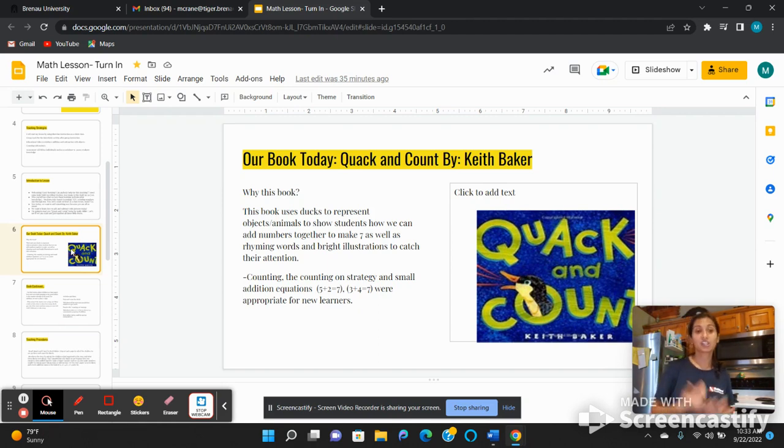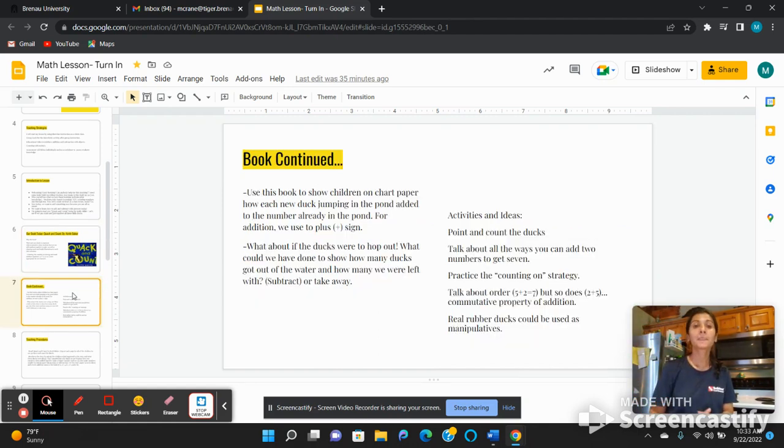The counting strategy can be used here. Put 3 in your head and count 2 more: 3, 4, 5. The book used chart paper to show how each duck jumps in the pond. Show how we use the plus sign and what the plus sign means on the chart paper beside your rocking chair for guided discussion, direct instruction before you read the book or after you read the book.